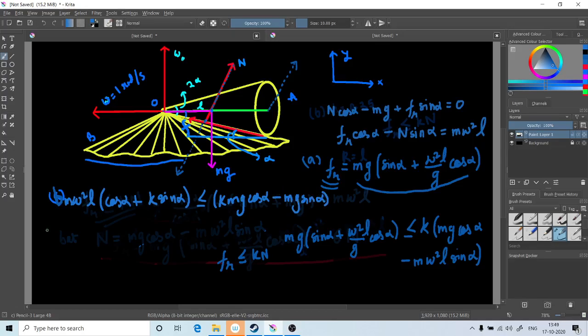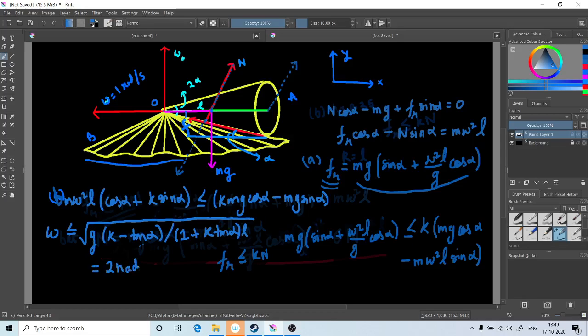Which gives us omega less than or equal to the square root of g times k minus tan alpha, divided by 1 plus k tan alpha, all inside the square root, times L, which gives us 2 radian per second after substituting the values.